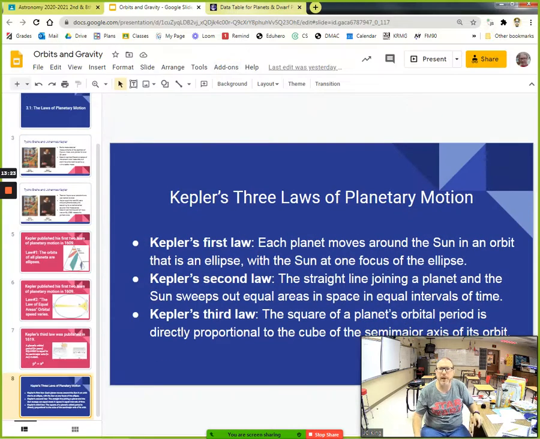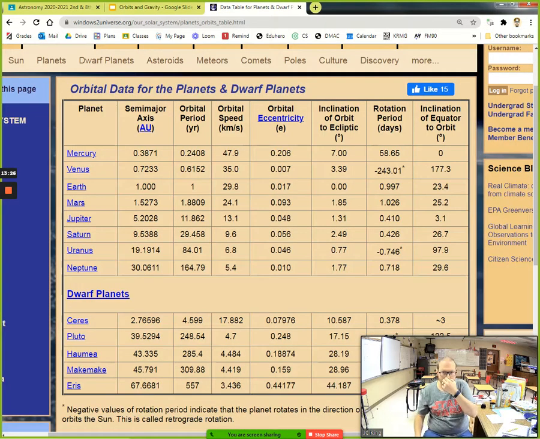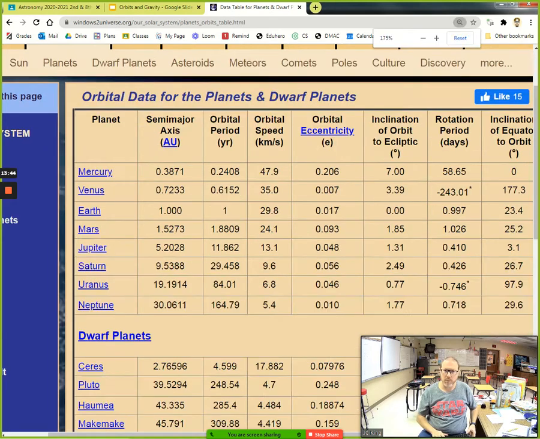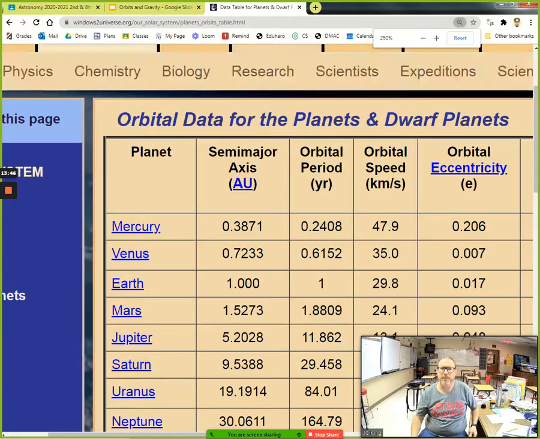Boom. Okay. Now I've got pulled up right here a data table that has some of the semi-major axes and the orbital periods for the planets. Can I zoom in even more? I bet I can. Let's see. There we go.